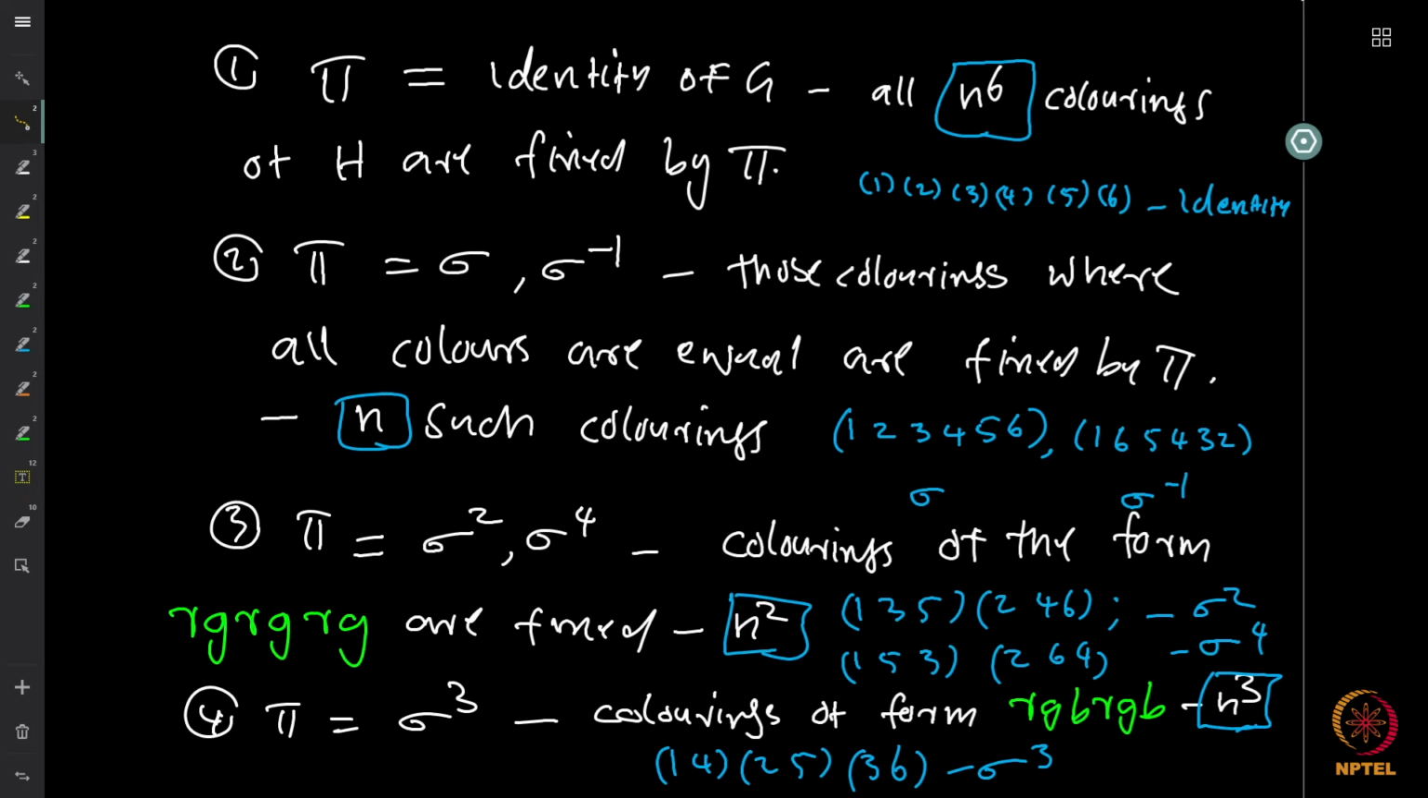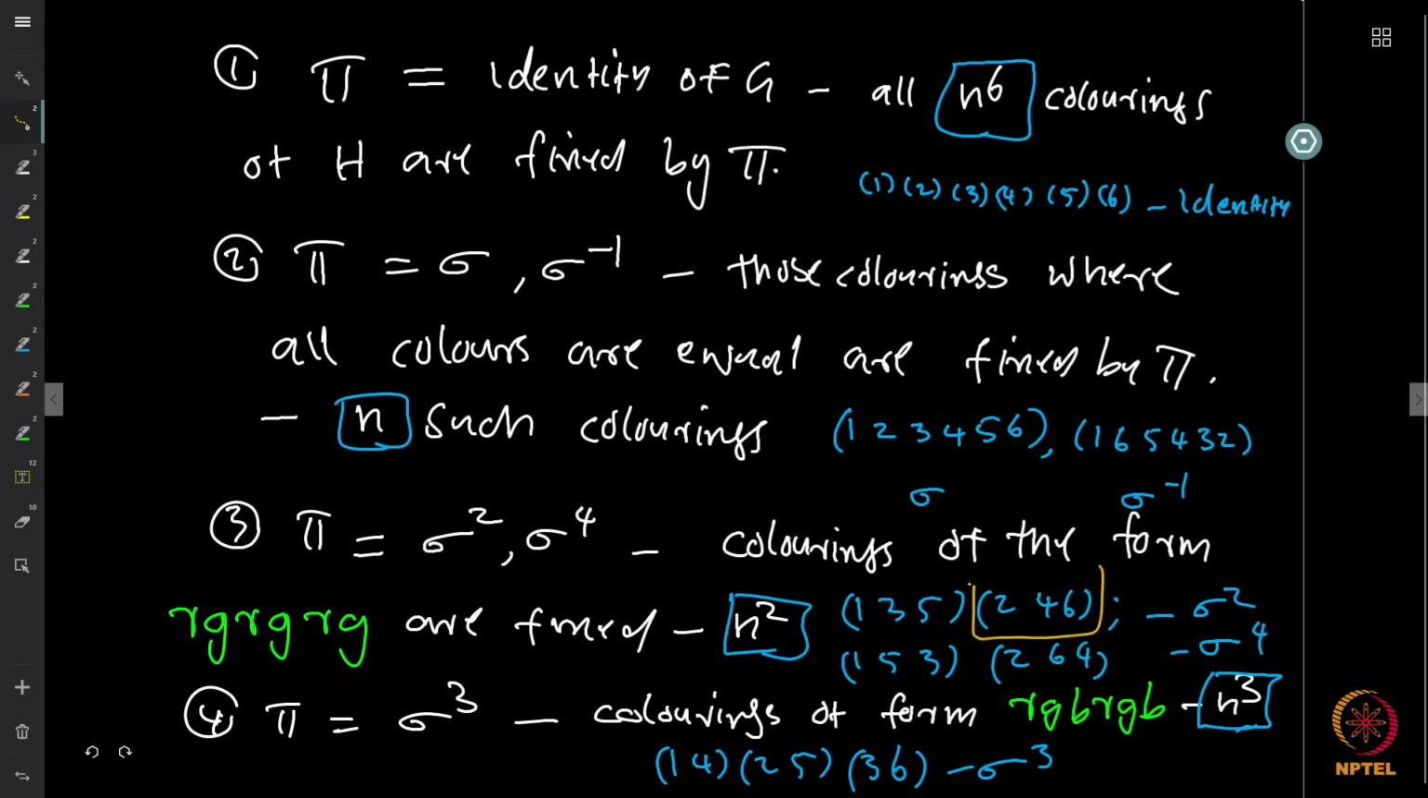So if 1, 3, and 5 are all getting the same color only, the rotation of 1, 3, 5, 1 going to 3, 3 going to 5, and 5 going to 1 will also be preserving the coloring, right? So therefore, the permutation will fix the color only if all elements in that particular cycle get the same color. So therefore, this has exactly n choices because I am using n colors.